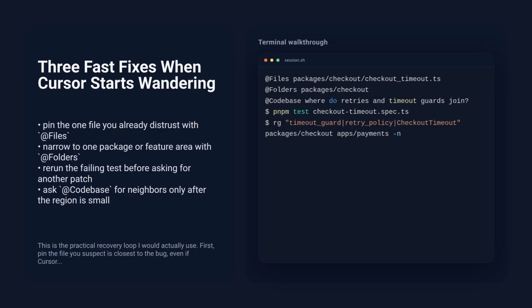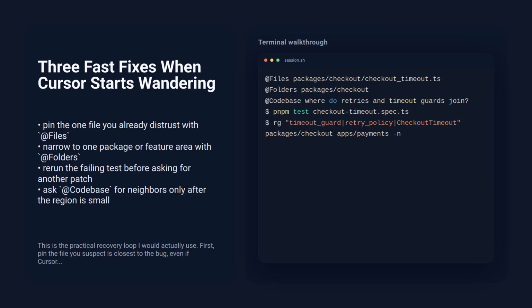This is the practical recovery loop I would actually use. First, pin the file you suspect is closest to the bug, even if Cursor did not open it first. Second, cut the region down to one package or feature folder, so search stops rewarding lookalikes. Third, rerun the failing test, so the session has fresh evidence instead of stale assumptions. Only after that should you ask codebase for neighboring logic. That sequence usually recovers faster than arguing with Cursor in natural language.